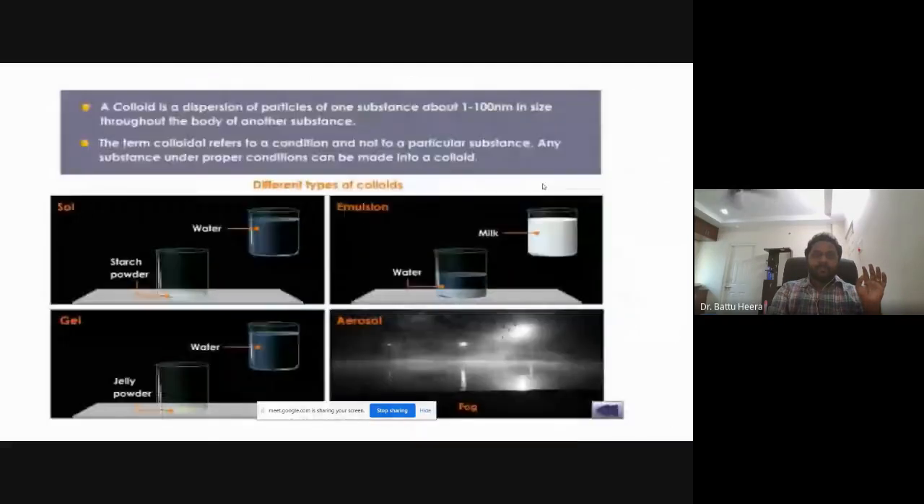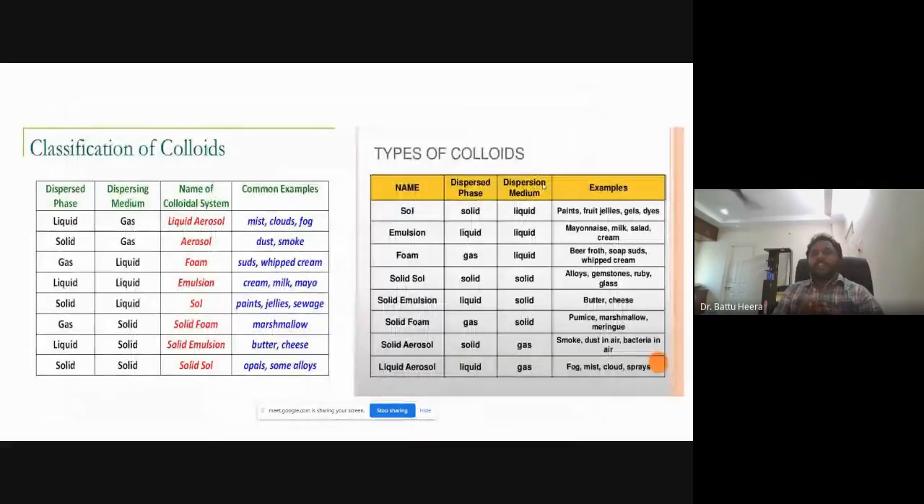So now, classification of the types of colloids. When the dispersed phase, see this, when the dispersed phase is a liquid, when the dispersion medium is a gas, the name of the colloids, ఇది చాలా ఇంపార్టెంట్ అమ్మా. When the dispersed phase is a liquid, the dispersion medium is a gas, the name of the colloid system is called liquid aerosol.